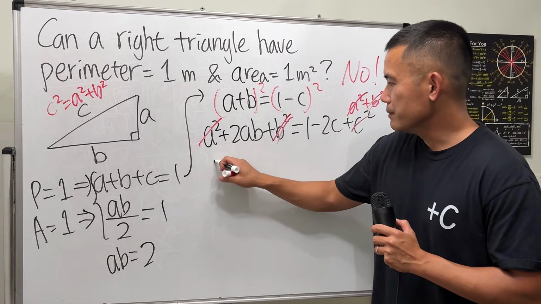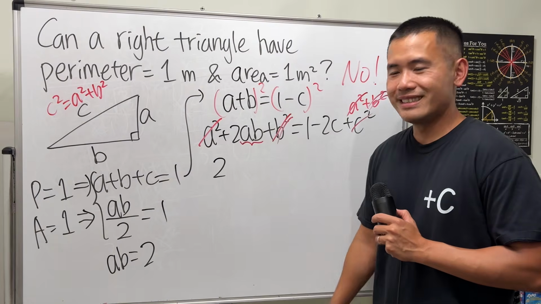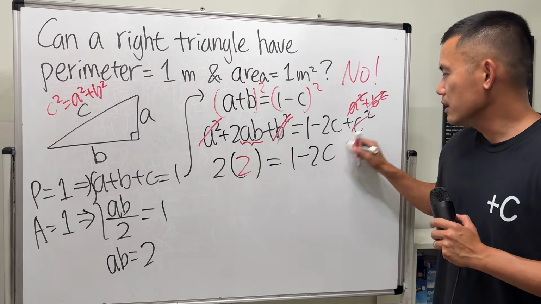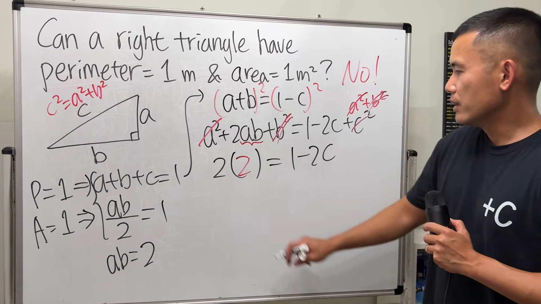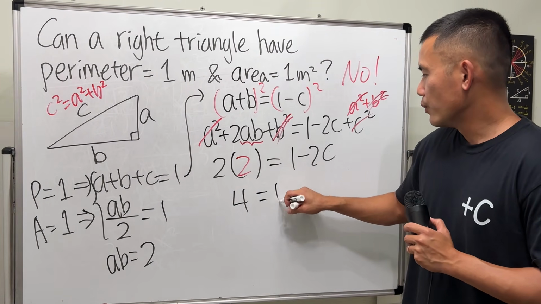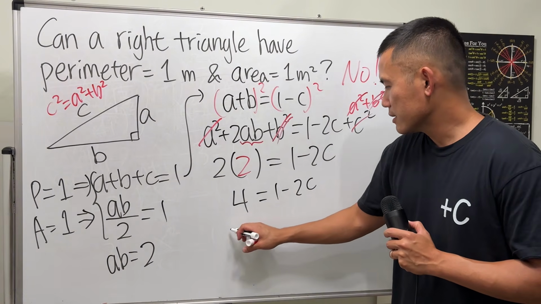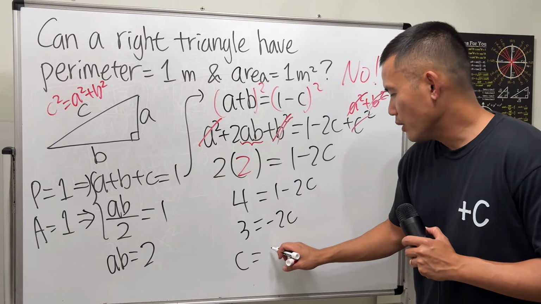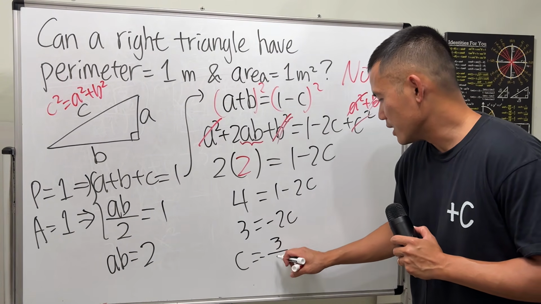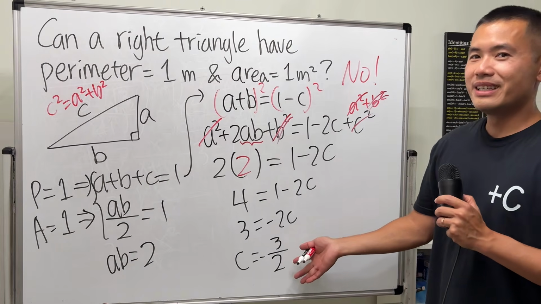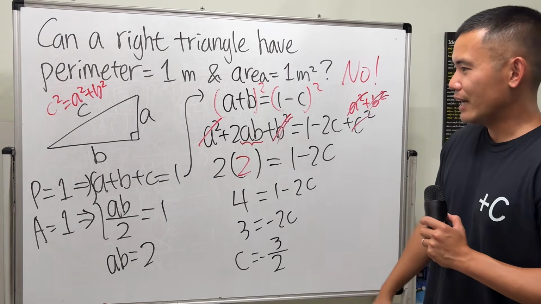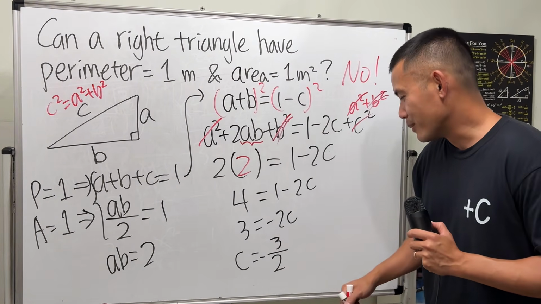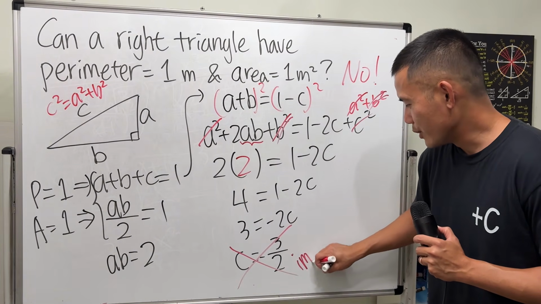That means we have 2, and then the AB is equal to what? 2 right here. And that's equal to 1 minus 2C. Let's just go ahead and continue. This right here is 4. That's equal to 1 minus 2C. And that means 3 is equal to negative 2C. And C is equal to 3 over negative 2, which is negative 3/2. Have a look. Is it possible for us to have C equal to a negative number? Impossible. Right? Impossible in the real world.